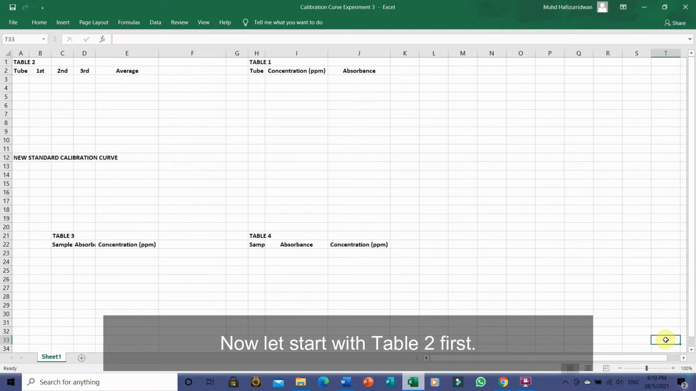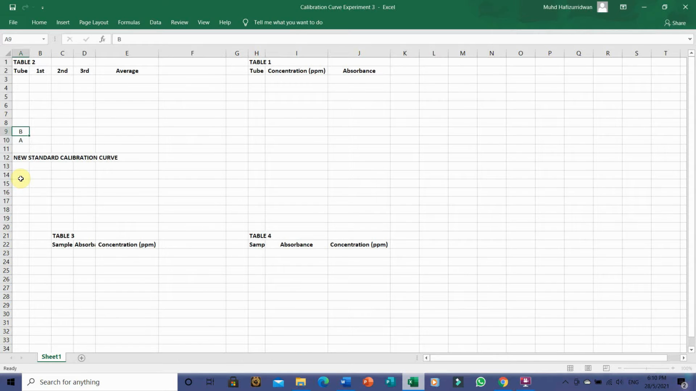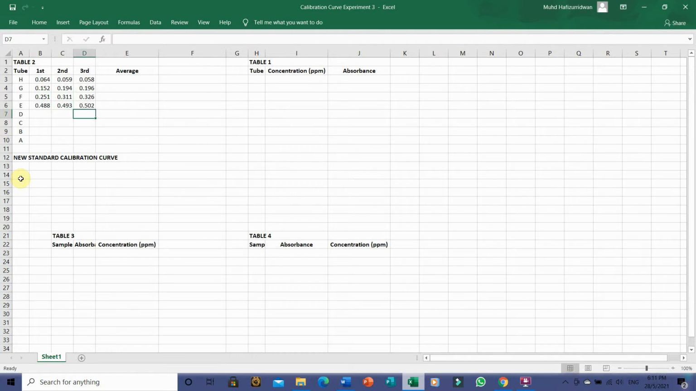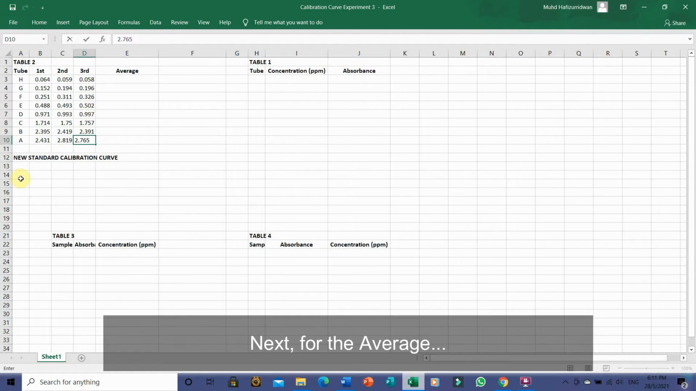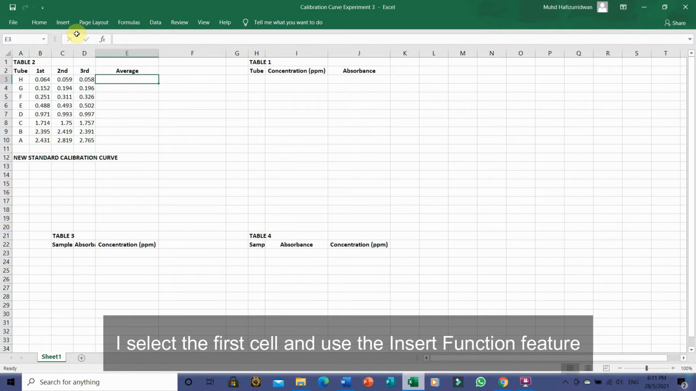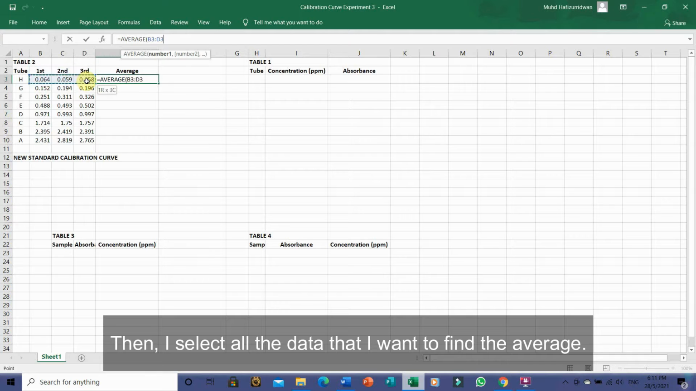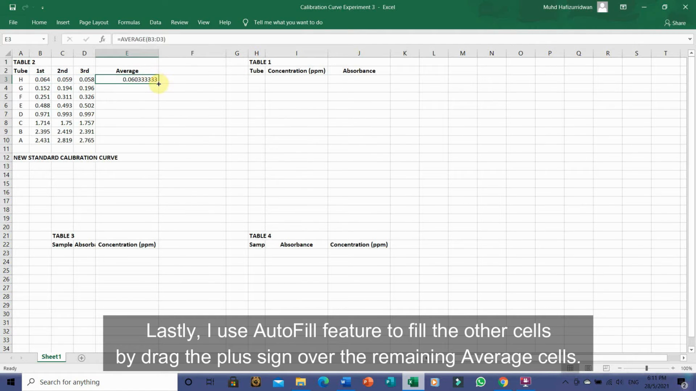Now, let's start with Table 2 first. First, I fill the tube column and fill the first, second, and third run for absorbent obtained columns with the given data. Next, for the average, I select the first cell and use the insert function feature by typing the average keyword in the formula bar and select the average function. Then I select all the data that I want to find the average of. Lastly, I use the autofill feature to fill the other cells by dragging the plus sign over the remaining average cells.